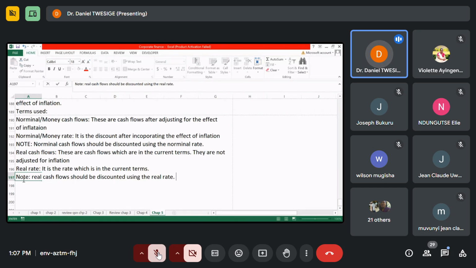So what do you need to look at? As long as you are seeing inflation in the question, then also look at your rate. Is it a real rate or is it a nominal rate? I said if the question is silent, you assume that it is a nominal rate. That's the assumption we always make.